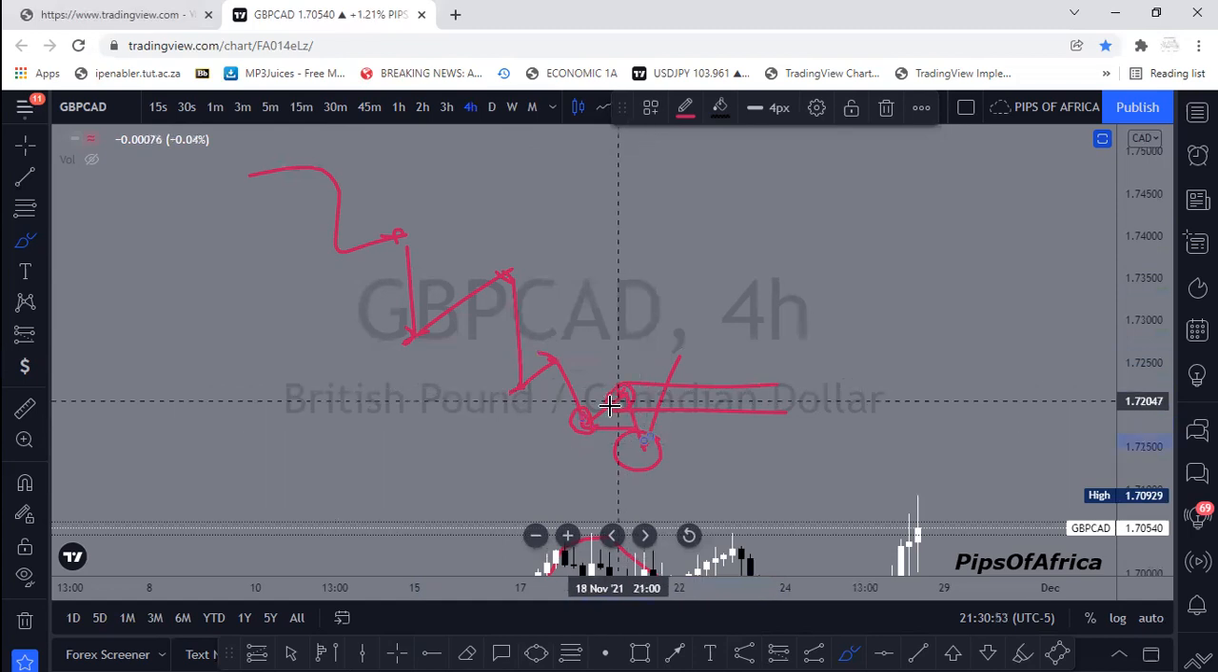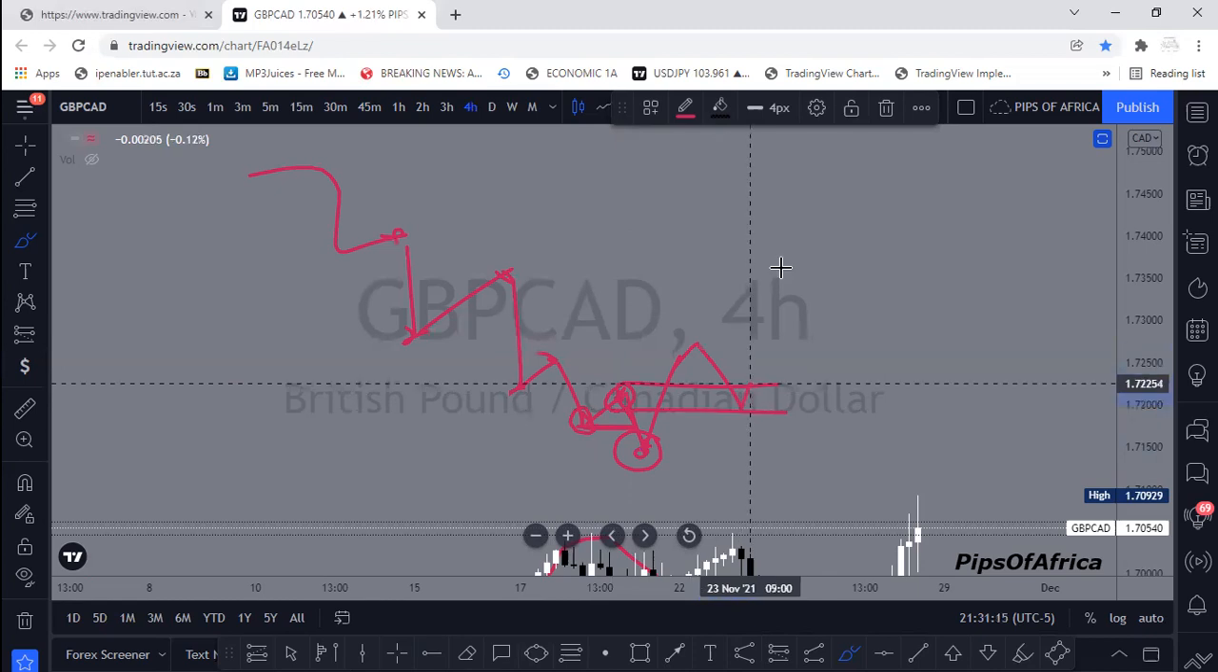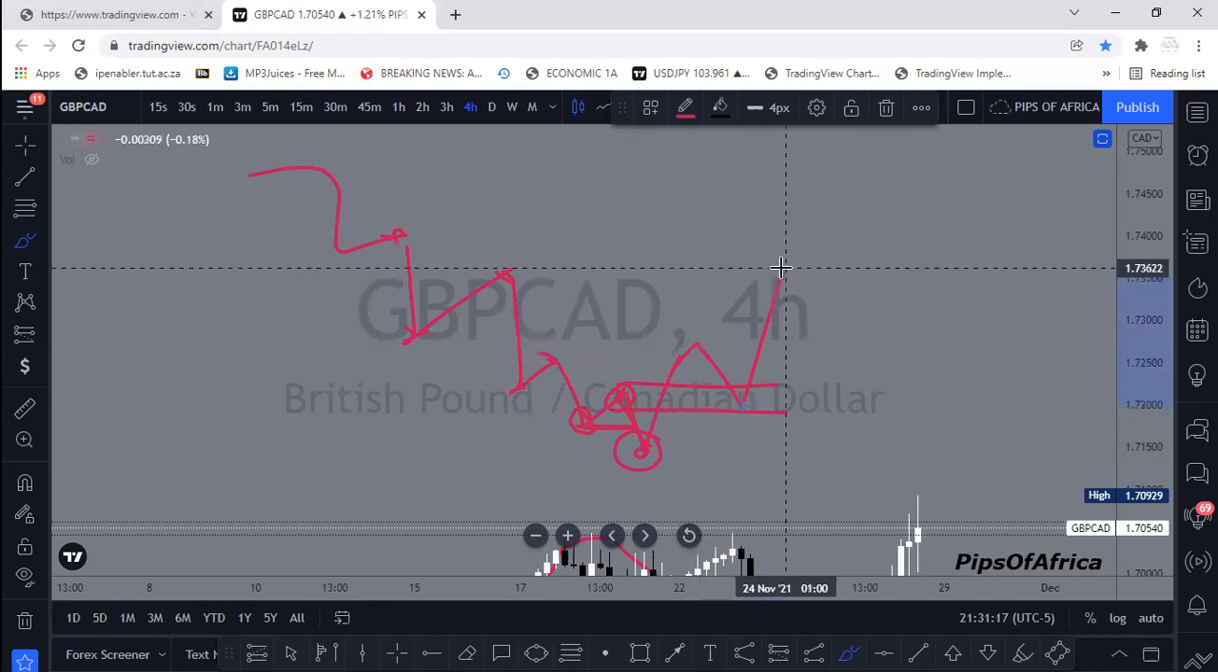So this is the supply that caused the market to break this demand. Therefore, this supply is very much stronger, and also this one is very much strong. But the market will go up, then come back for this lower high here, and then shoot to the downside. That is what I meant.